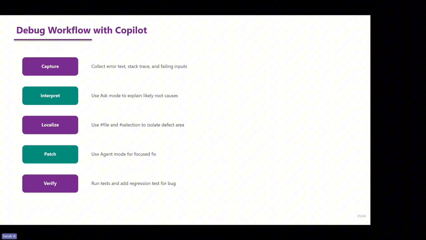The second step is to interpret. Remember, we have the ask mode, the plan mode, and the agent mode. Now it's time for you to use your ask mode. Ask, okay, I'm getting this error, can you explain the root causes? Now the ask mode will start explaining to you. Copilot will read the error and tell you in plain language what went wrong and why it went wrong. You're not fixing anything yet. You're just trying to understand the problem.